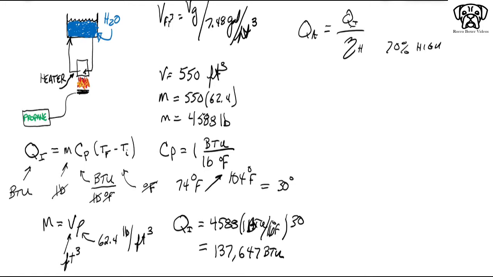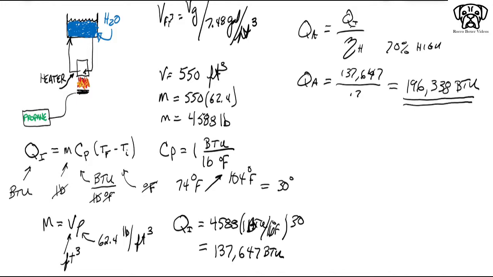So our actual heat is going to equal 137,647 divided by 0.7, and that is going to equal 196,338 BTU. All right, now we know that. So for all purposes, we're going to round it and just say it's 200,000 BTUs. Makes it a lot easier to calculate, and we know we're in the ballpark.